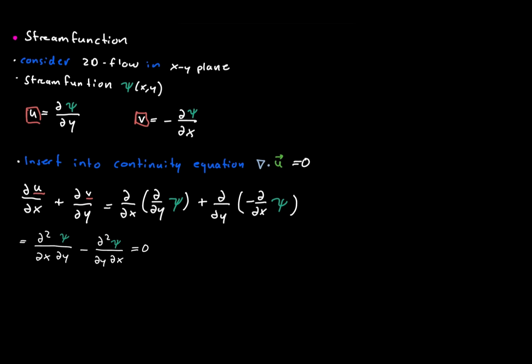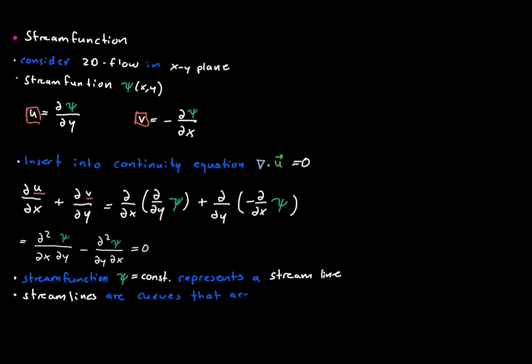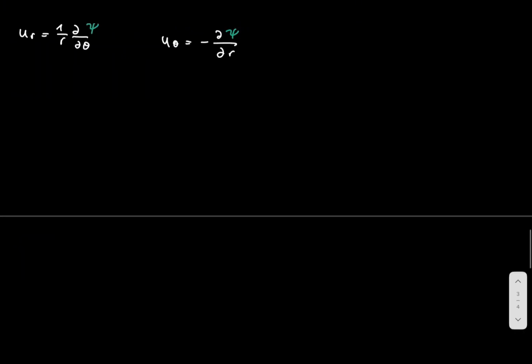The stream function also has a very important physical meaning. Curves where psi is constant represent streamlines. A streamline is a curve that is everywhere tangent to the velocity field. Later, we will use this property to represent the contour of bodies in potential flow problems.